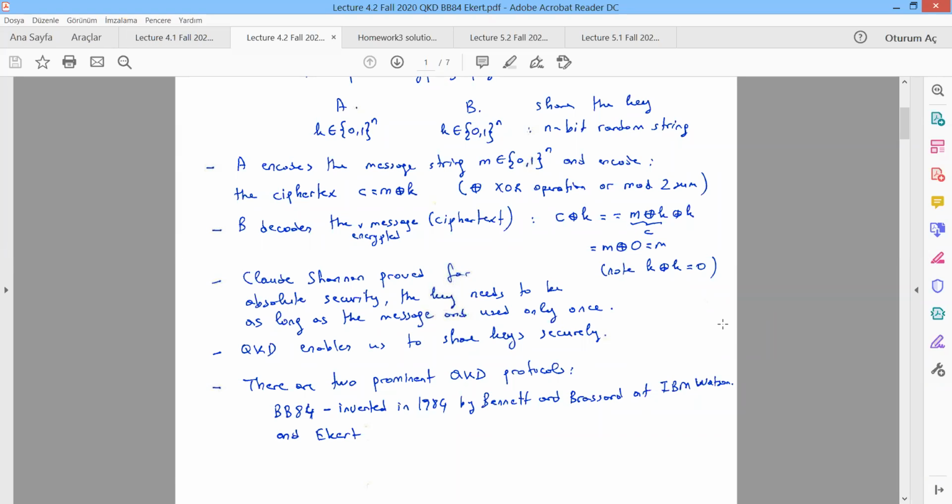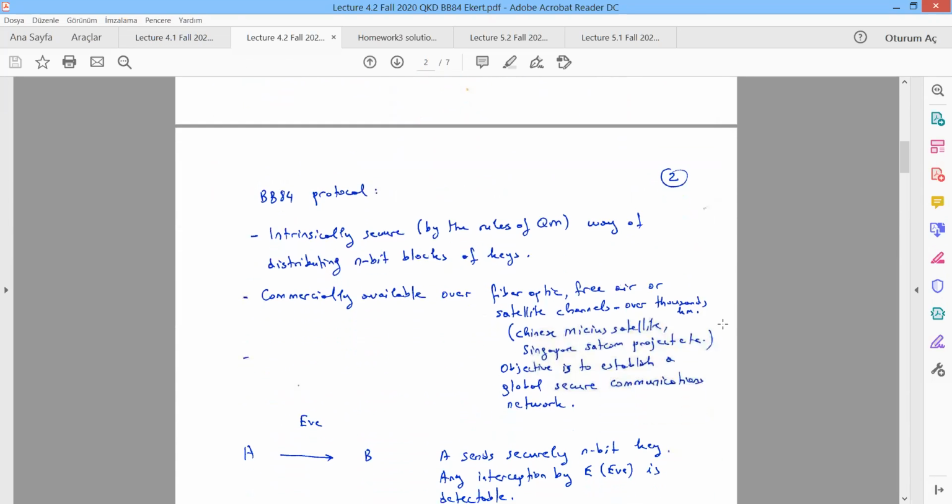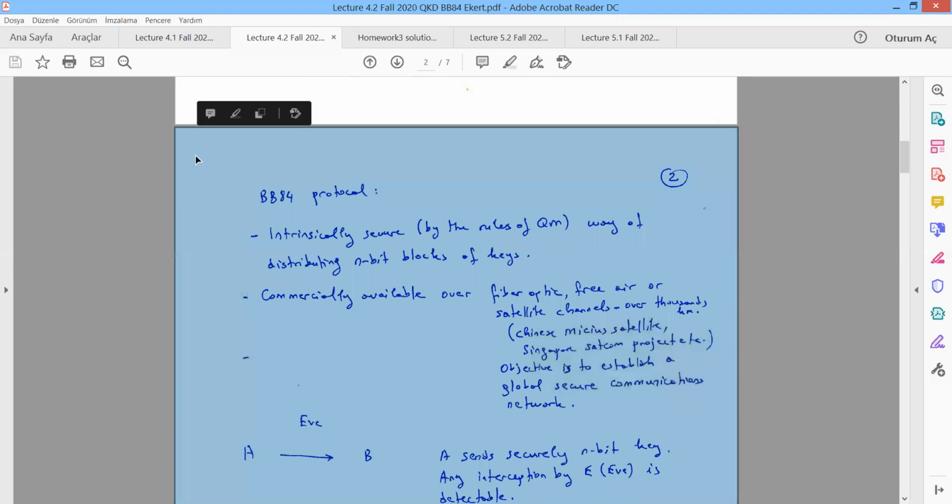And there are two most prominent quantum key distribution protocols. Most of the other protocols are derivatives of these protocols. The first one is the BB84 protocol, which was invented in 1984 by Bennett and Brassard. They were at IBM Watson in New Jersey. And the second protocol is the Ekert protocol. I'll describe to you both of these protocols, how they exploit the properties of quantum mechanics and how they work. So let's start with the first one, the BB84 protocol.